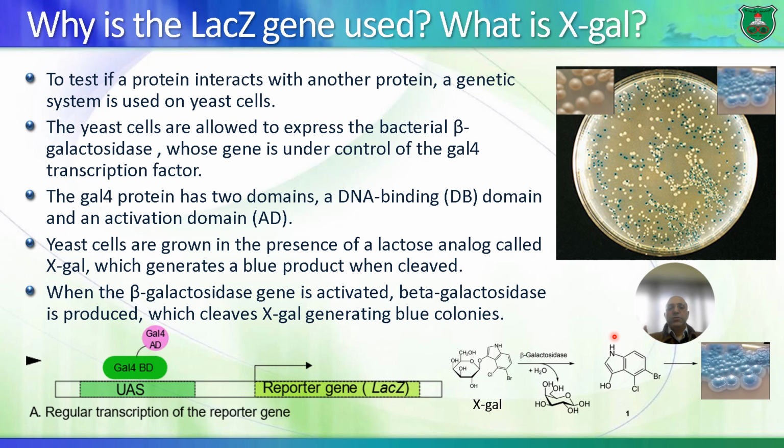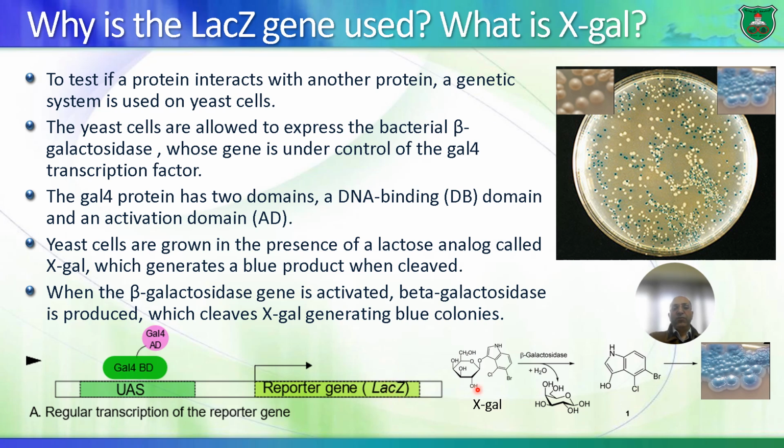Okay, got it? So we have this genetic system. Again, the reporter gene is now under control of the UAS genetic system. The UAS element is the binding site of the GAL4 transcription factor, which has a DNA binding domain and an activation domain. If GAL4 binds to UAS, then we have expression of the reporter gene by the RNA polymerase, and then translation of the messenger RNA into beta-galactosidase.